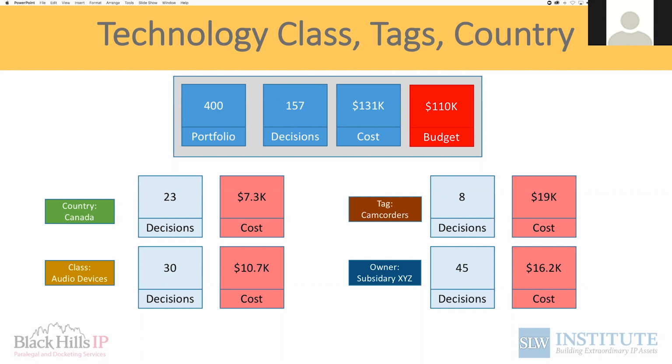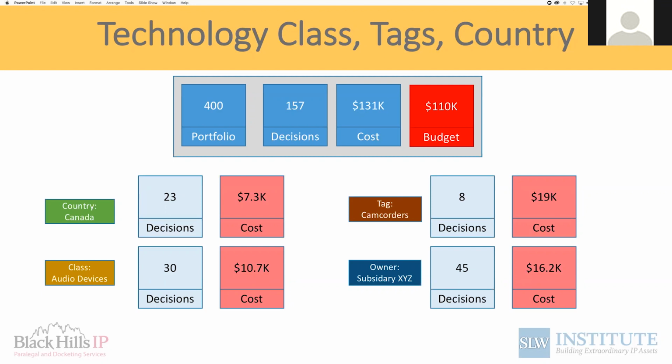So let's say we have a portfolio of 400. In a given year, I might have 157 decisions with an all-in cost of about $131,000. And finance comes and says, you know, we've got to cut the budget by $20,000, so I've got about $110K budget this year to work with. I'm going to start by doing some bulk refinements by some of the areas that might be the easiest for me to make some cuts.